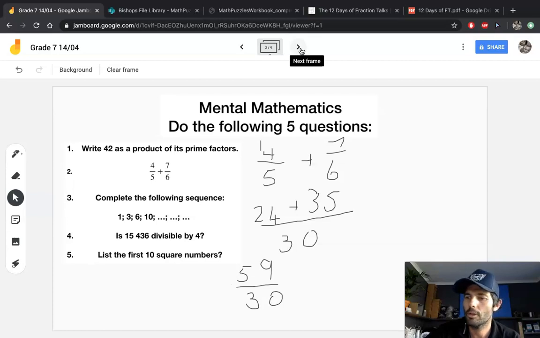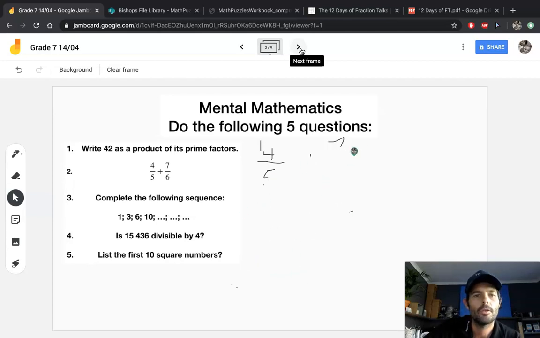Okay, your next question said complete the following sequence. All right, and then I asked you if you could name that sequence. Okay, so what's happening each time when I go from 1 to 3, 3 to 6, 6 to 10. So hopefully you've noticed that the difference is increasing by 1 each time. So from 1 to 3, there's a difference of 2, or it's increasing by 2. Then we go to 6, it's increasing by 3. When we go to 10, it's increasing by 4.